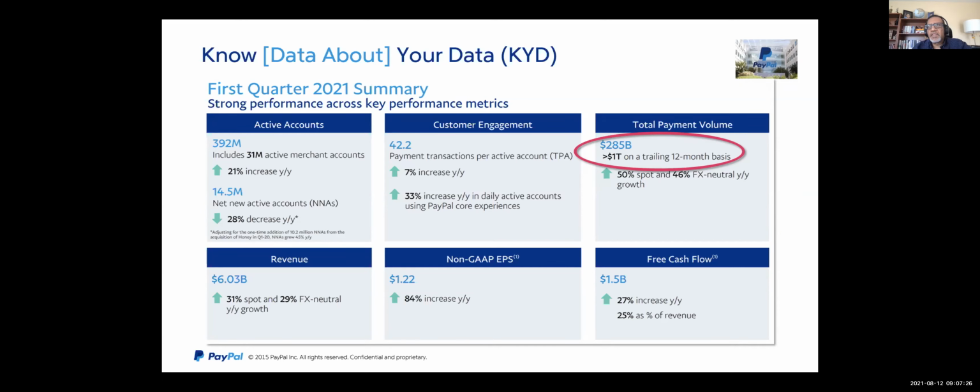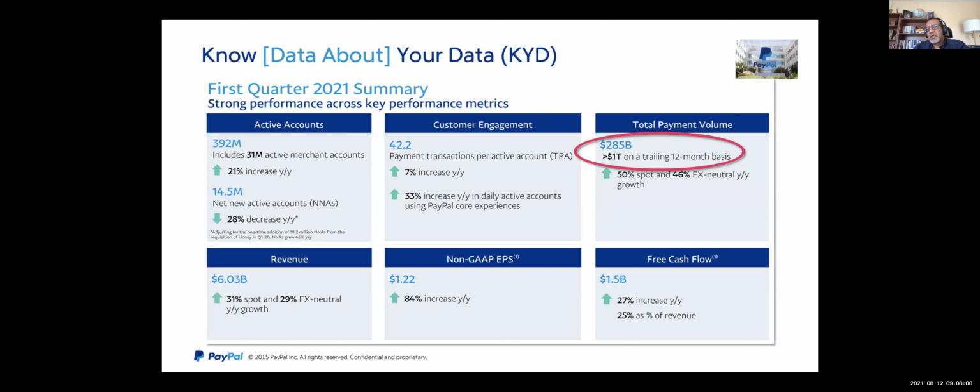But the result of that on the database team is that we are asked to do a lot more with pretty much the same infrastructure or pretty much the same kind of architecture. And how do we manage this? That is the big question. So total payment volume in Q1 was $285 billion, which means that $285 billion of trade passed through our systems just in Q1.